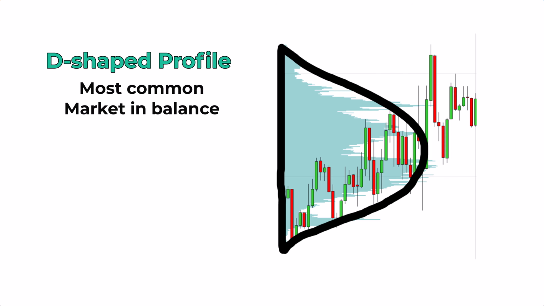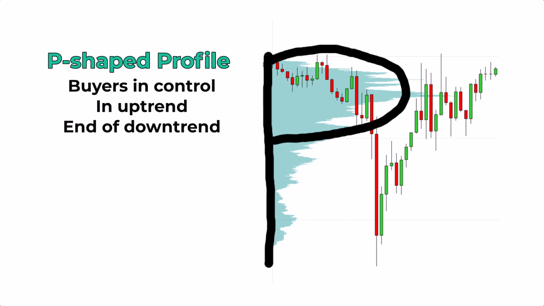The D-shaped profile is the most common one. It tells us that the market is in temporary balance. Buyers and sellers agree on value, and price just rotates around that. The P-shaped profile shows that buyers are in control. You'll often see it during an uptrend. But if you spot it after a downtrend, it can also signal that the move down might be ending.